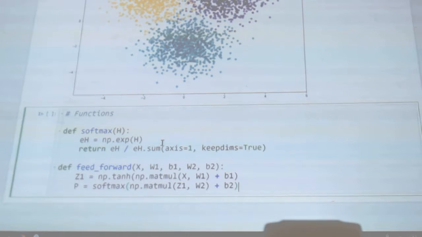Okay? So W0. Yep. But we have to have two W0s, right, because we have two sets of weights? Yes.